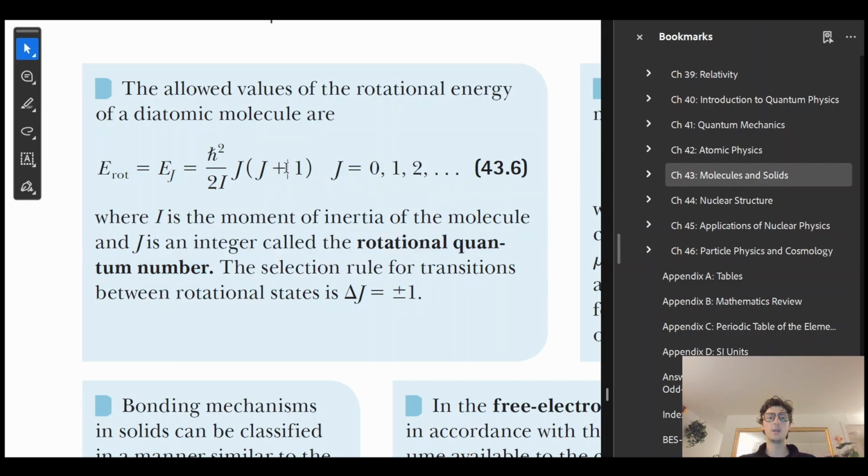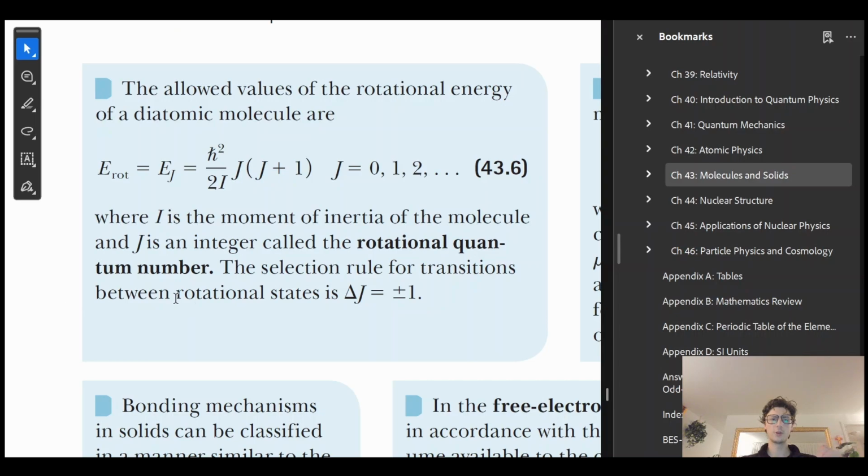You plug in J, which is an integer. You plug in 0 right here, 0 plus 1 gives you 1, 0 here gives you 0, so J equals 0 gives you 0 rotational energy. You plug in 1: 1 plus 1 equals 2, 1 over here, so the 2 cancels with this 2. H bar squared divided by I gives you the rotational energy of the J equals 1 quantum number.